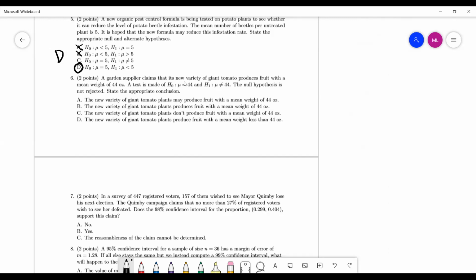Basically, we said the null hypothesis is that they do have 44 ounces of tomatoes. The alternate hypothesis is that they don't. And the evidence led to us being unable to reject the null hypothesis. The null hypothesis is not rejected. What that means when we don't reject the null hypothesis, we aren't saying that the null hypothesis is true. We're simply saying it could be true.